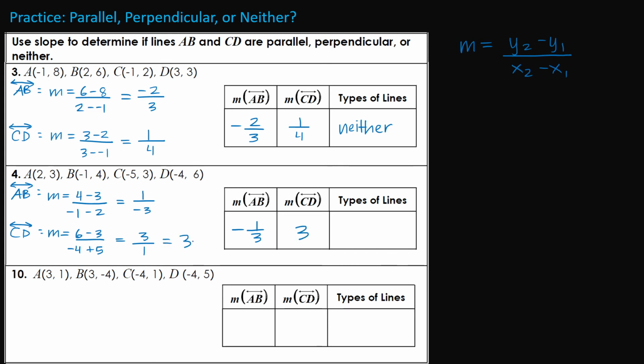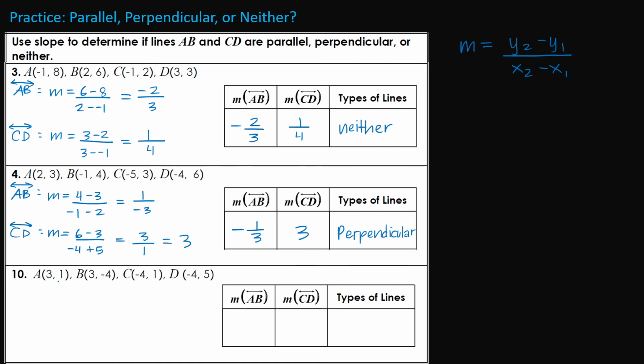So what I'm seeing here is negative 1/3 and positive 3, or positive 3 over 1. These numbers are opposite reciprocals. These lines are perpendicular to each other. Wherever they intersect, it will be at a 90-degree angle.